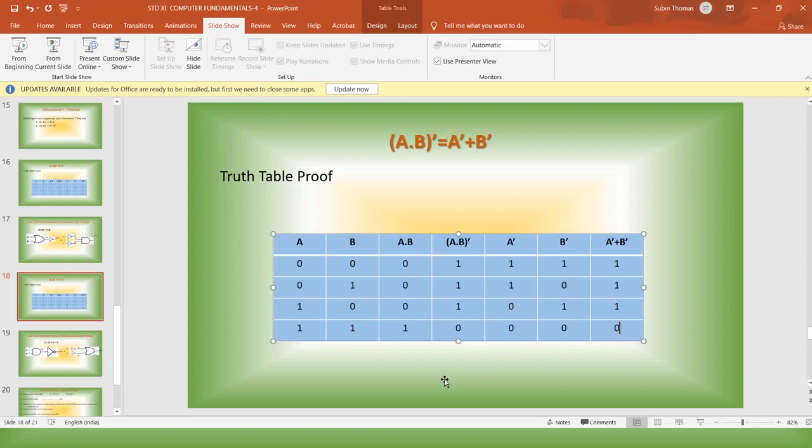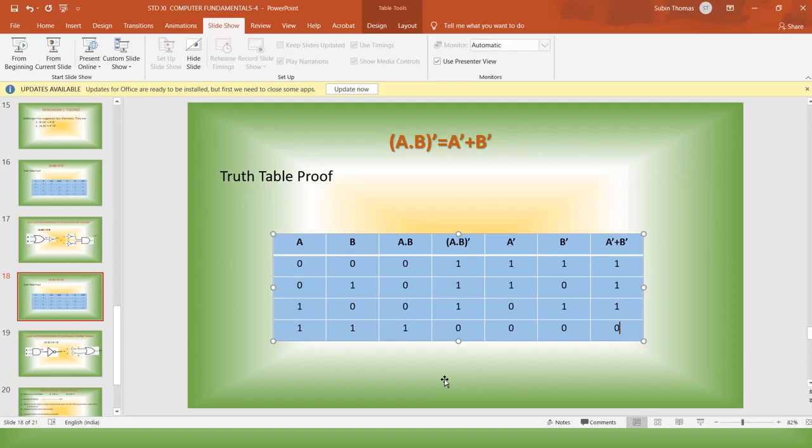That output you have to give to a NOT gate, which will give you A B the whole complement, which is equal to the right side. Next you have to generate A complement and B complement. So you have to use 2 different NOT gates. One NOT gate, the input is A and the output is A complement. Second NOT gate, input is B and the output is B complement. These 2 outputs of the NOT gates you have to give to an OR gate, which will give you the answer A complement plus B complement.